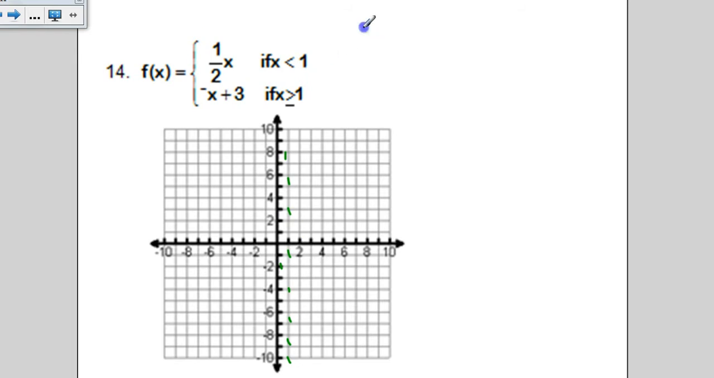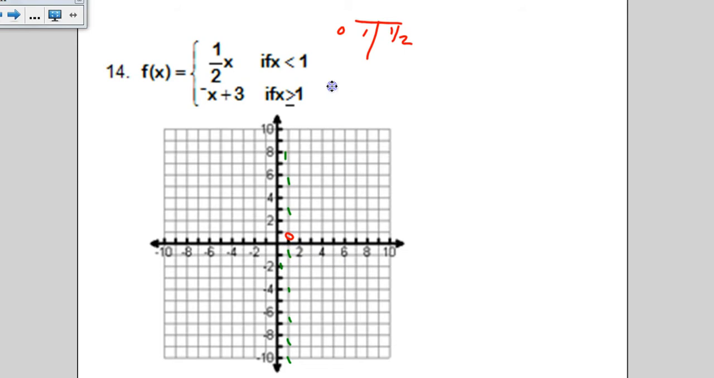So this top function here, first of all, I notice it's going to have an open circle at x equals 1. And the reason I notice is because it doesn't have an equal to bar. So when I go ahead and plug in the 1, I get 1/2 times 1, which is 1/2. So I'm going to graph an open circle at 1, 1/2. That's kind of hard to do, but it's right there.